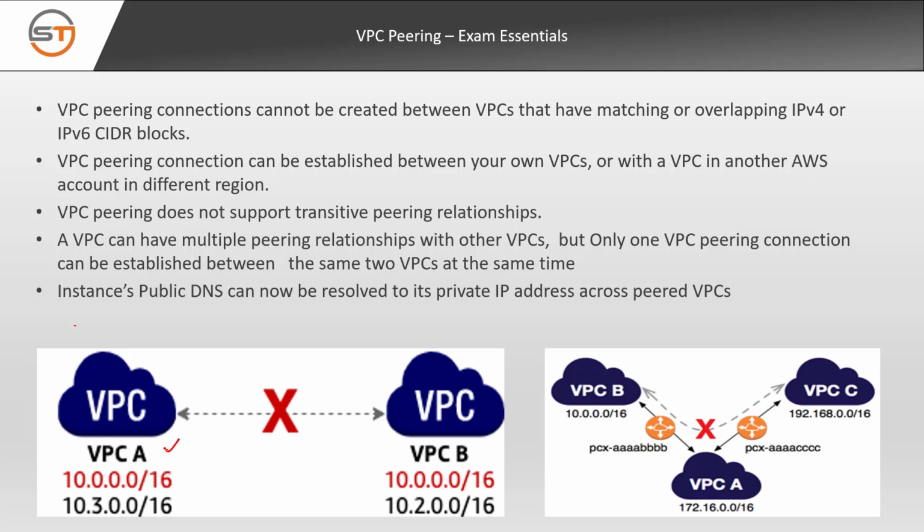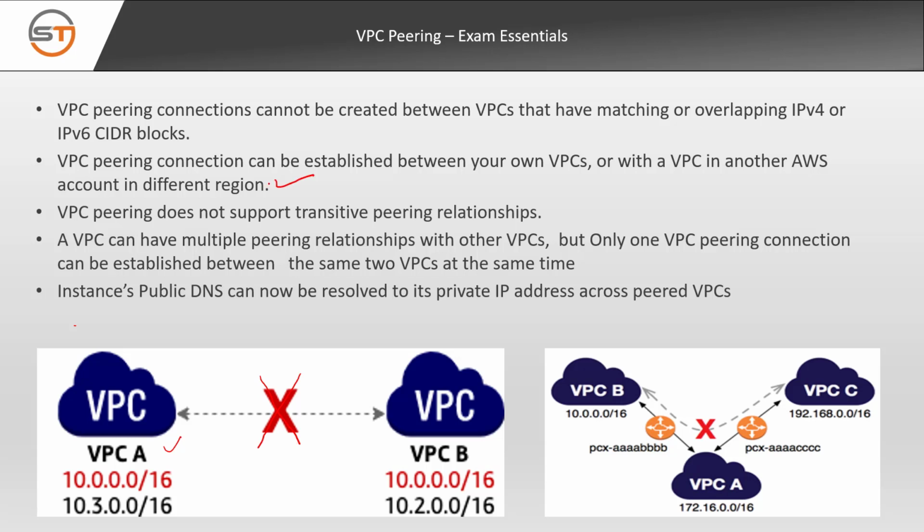So you can see the first diagram over here. VPC-A and VPC-B both want to establish a peering connection, but the problem is they have overlapping IPv4 addresses. You can see the CIDR block over here, which is 10.0.0.0/16 for VPC-A, and VPC-B again has the same CIDR block. So these VPCs cannot establish a connection. Peering is not allowed if there is overlap between the CIDR blocks.